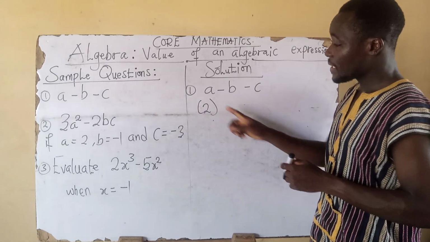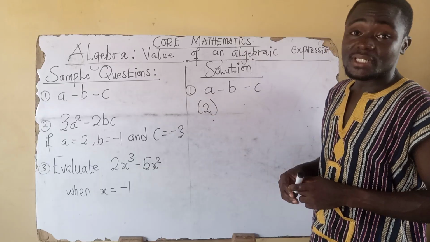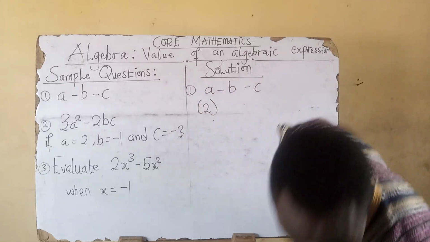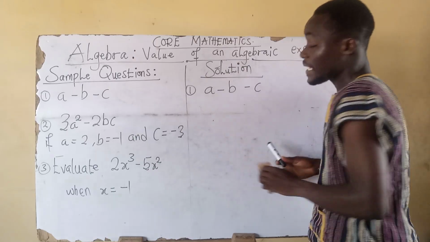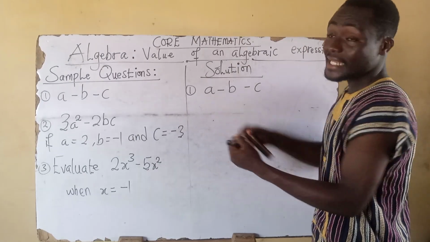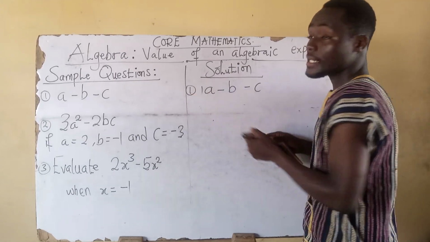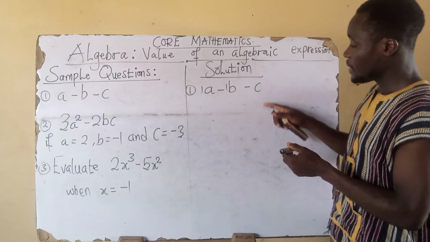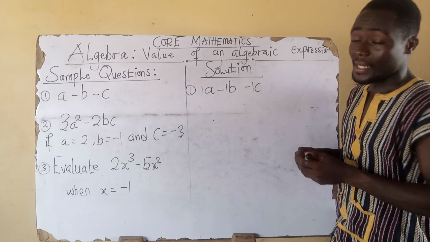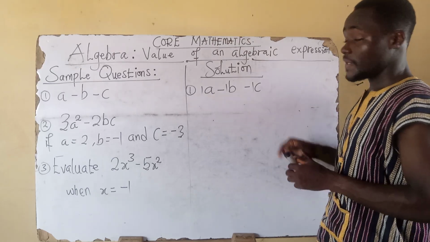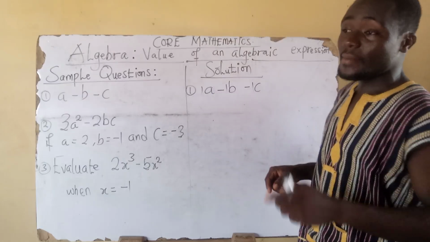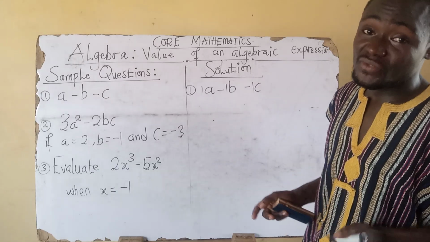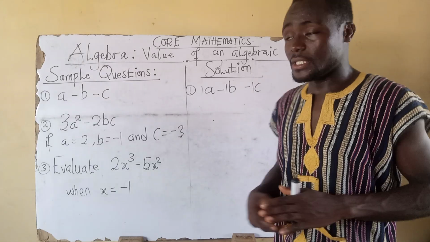Now have it in mind that anytime that a variable stands on its own in mathematics, a has a coefficient which is 1. B also has a coefficient which is 1. And c also has a coefficient which is 1. So there are coefficients over there. But 1 is a unit number that most of the times you don't normally write it in algebra. Very good.